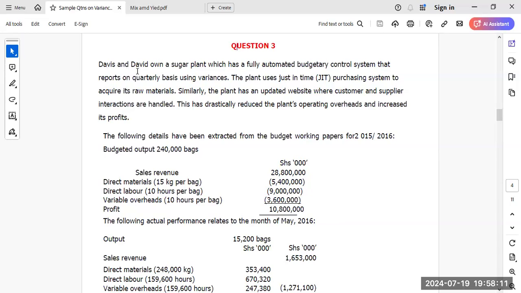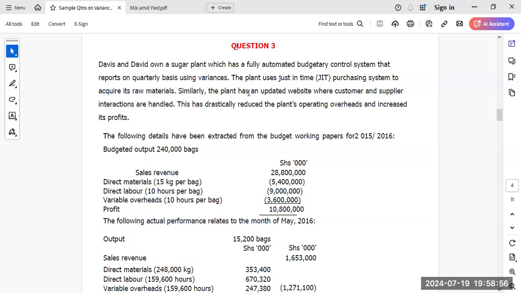They are telling us that Davis and David own a sugar plant which has a fully automated budgetary control system that reports on a quarterly basis using variances. Okay, the plant uses a just-in-time purchasing system. Remember, just in time, you order or you produce when there is an order. You cannot produce when you have not yet received an order. When you receive an order, then you immediately start producing.